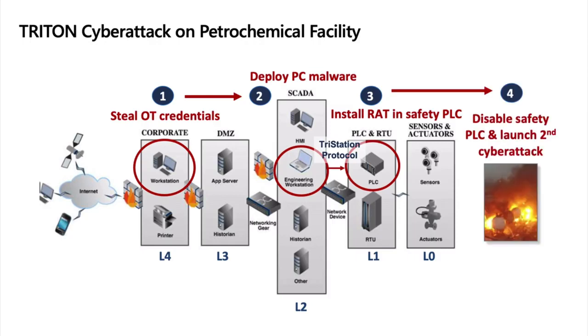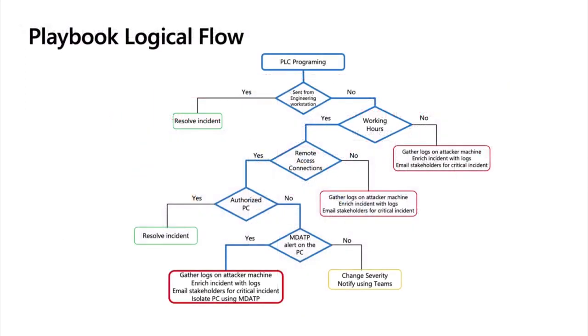This is in order to disable the safety system and create a second attack, which will create explosions in the facility, in the factory. So what is the logical flow of the playbook?